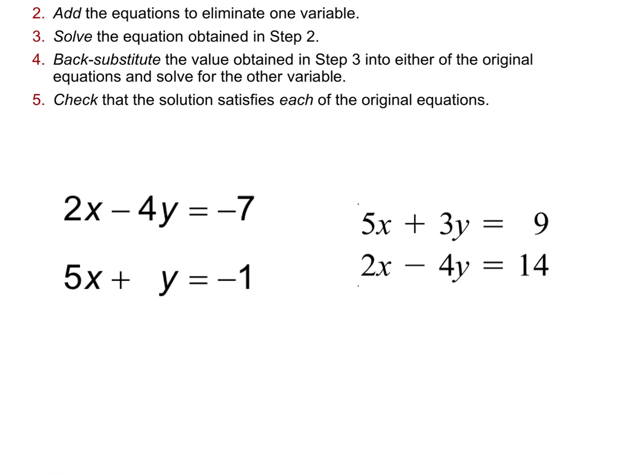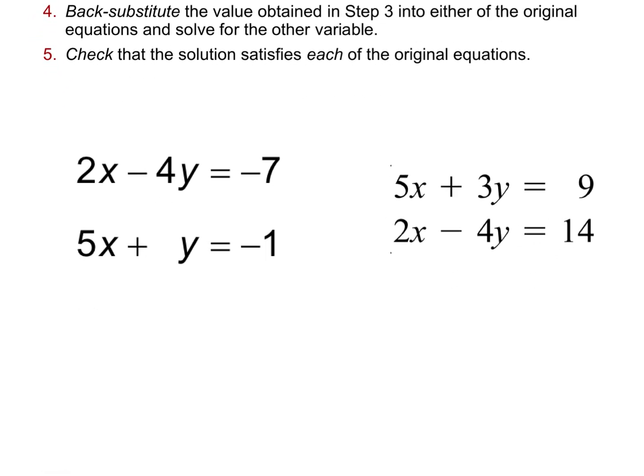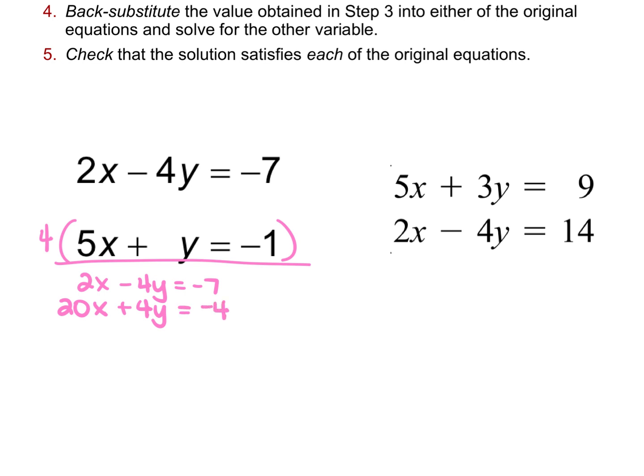So if we look at our first example, you have 2x minus 4y is equal to -7, and 5x plus y is equal to -1. In order to get your variables to be the same, I would take that bottom equation and multiply it by 4, so that way those y values are the same but opposite signs. So that's going to give us 2x minus 4y is equal to -7 because that top equation doesn't change. That bottom, however, is going to turn into 20x plus 4y is equal to -4.